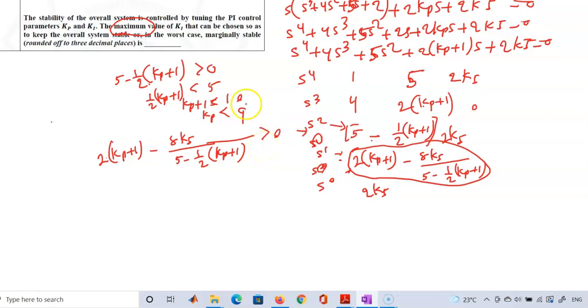For marginal stability, we can assume that this term is equal to 0. So at least you will have poles on the imaginary axis when the first row has a 0 element. So we can say that it's marginally stable. Marginally stable means it still oscillates, but it doesn't grow. That is called marginal.